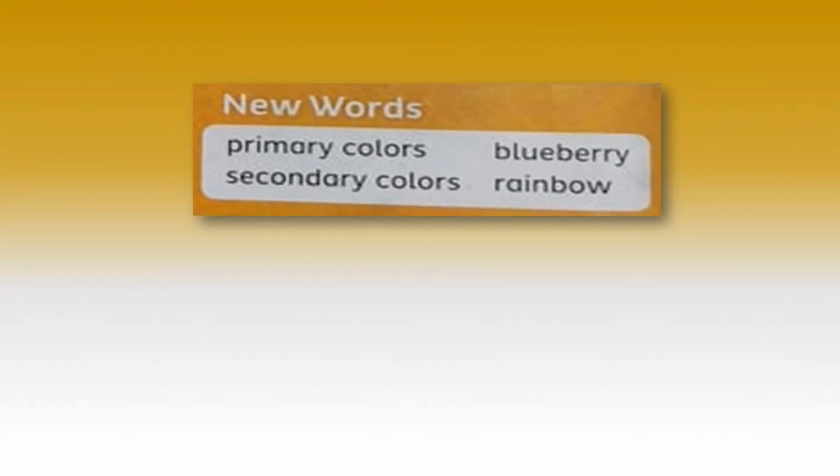Okay, now we have the secondary colours. Secondary means colours that you can make from the 3 primary colours. What are the 3 primary colours? Red, yellow, and blue. You can mix these colours together to make the secondary colours.